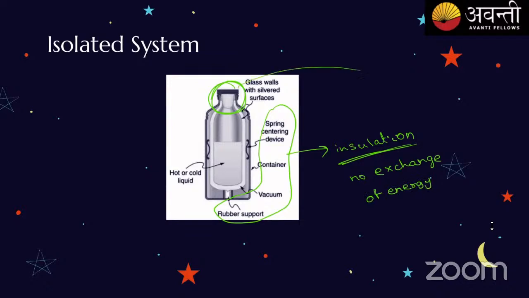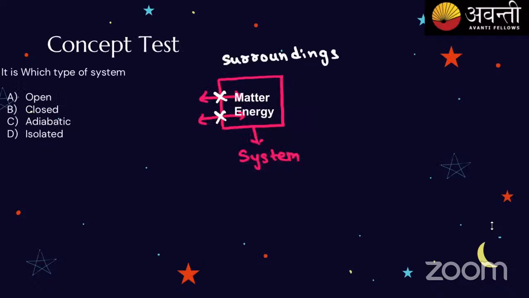Next, we'll have a small concept test. Try to see the concept test and answer it. I think you can see the question, right? It is which type of system? There is a diagram there. Try to see that and analyze. It is which type of system? I'm giving you a minute.